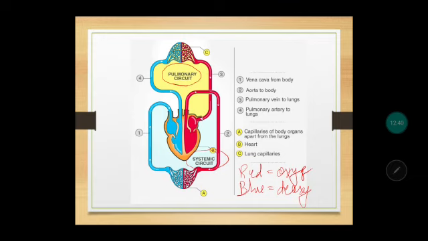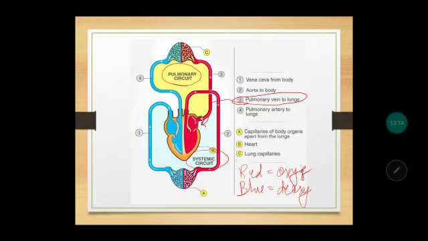Clear? Now see, just look at the red part first. Now from the lungs, from the lung capillaries, capillaries are very thin, we will discuss. So from the lung capillaries, what is happening? This is the pulmonary vein. This pulmonary vein is bringing oxygenated blood. Clear?